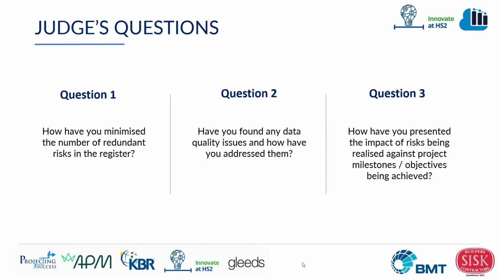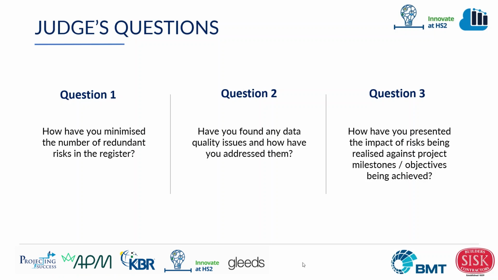These are the questions that we were asked by the judges. Question 1, how have you minimised the number of redundant risks in the register? We believe that it would be dangerous to develop an automated tool to remove redundant risks. Instead, by increasing visibility and accessibility to the dataset, we believe that we've facilitated greater collaboration and ownership, which will in turn ensure risks are more dynamic and therefore become less open to being redundant.